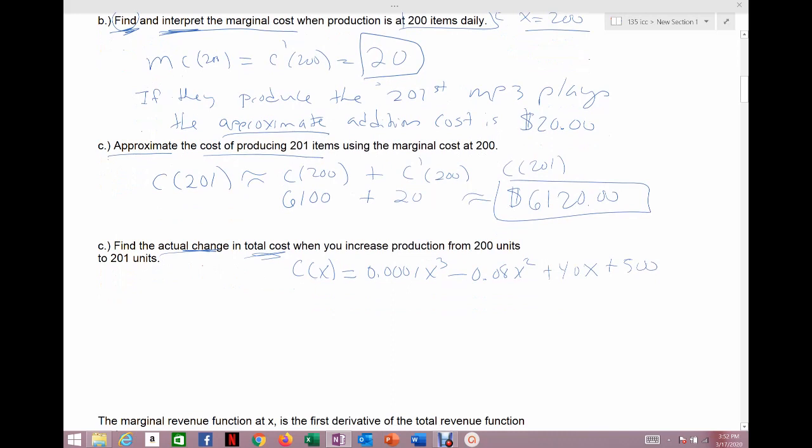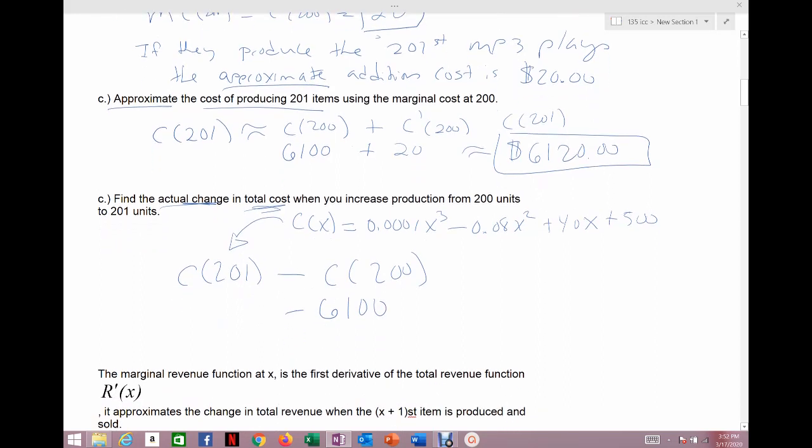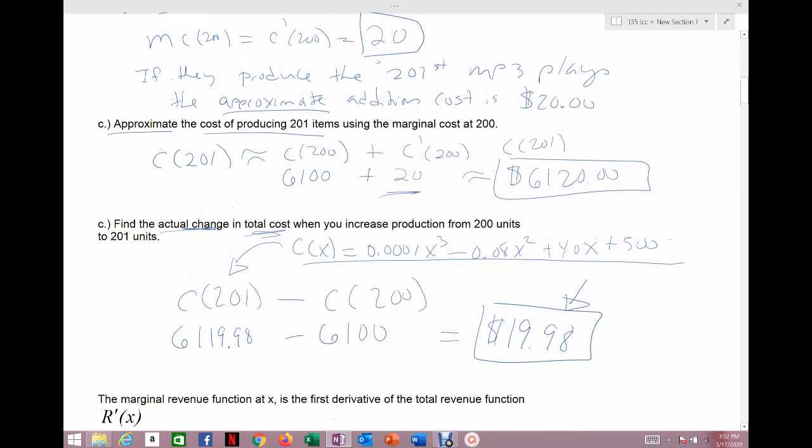All right, and so now we're going to find the actual. So there's no approximation here. I'm going to take my cost function, plug 201 in, take my cost function, plug 200 in, which I already have. That's 6,100. So I still need to find that value. So when I plug 201 into the original cost equation, not the derivative, remember going back to the original, it comes out $6,119.98. So the difference is actually $19.98. So that's actually how much the cost was. We approximated it as 20, right? This is the actual cost for 201 items, 201 MP3 players.